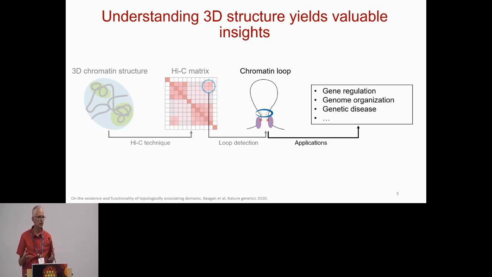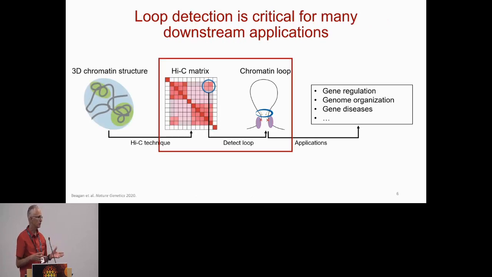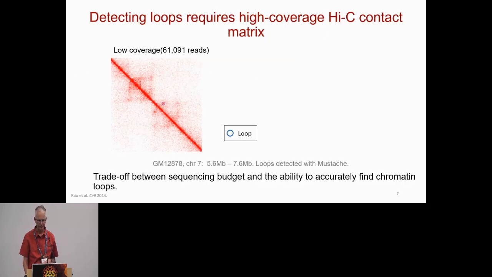And these are interesting, not just loops, but also other aspects of chromatin 3D structure, because they have important implications for various processes in the cell, disease processes, gene regulation, and so on. So in this talk, we particularly are interested in chromatin loops, partly because there's a more direct implication in some of the gene regulatory mechanisms. And so it's important to be able to detect these loops accurately.